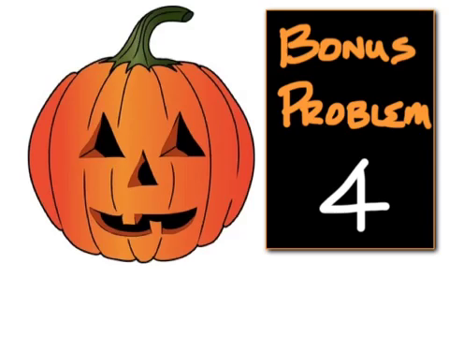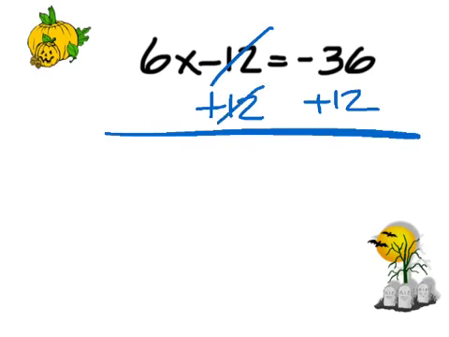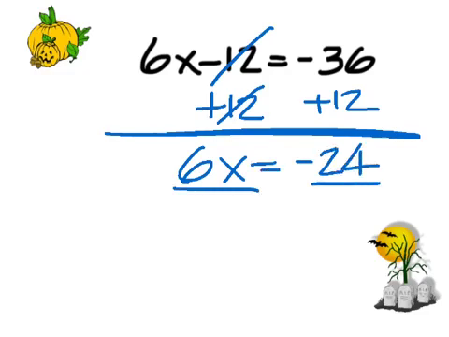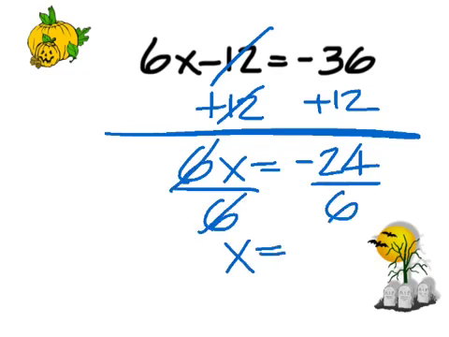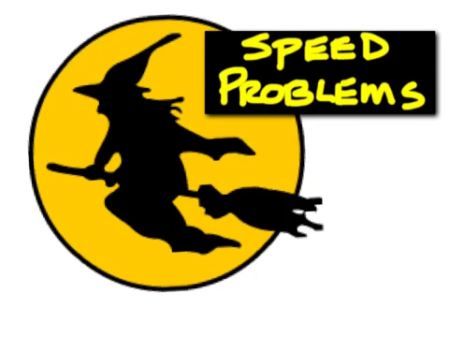Bonus problem number 4. Add 12 to both sides. These cancel out. On the right, you're left with negative 24. Divide both sides by 6. They cancel. Negative 24 divided by 6 is negative 4.